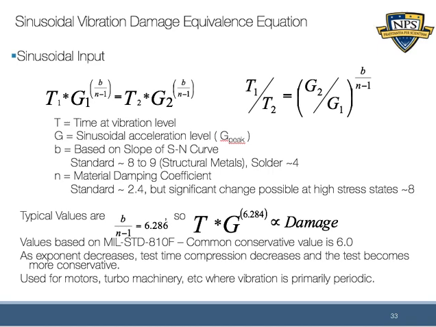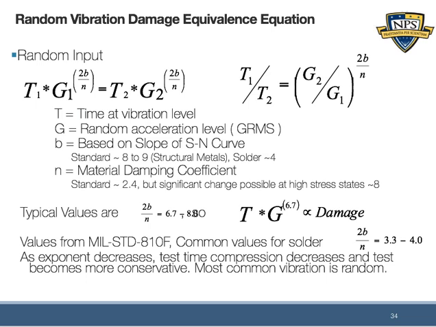Now, if we go from sinusoidal inputs to random inputs, really all this stuff is the same here. The only difference really is that overall the 2b.